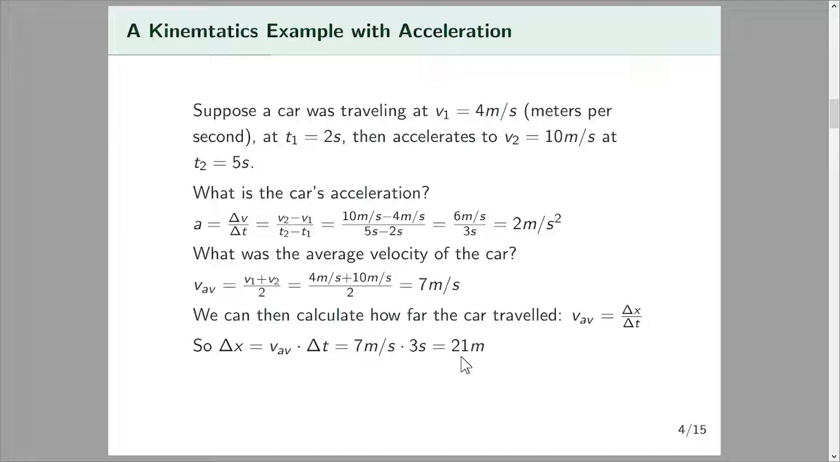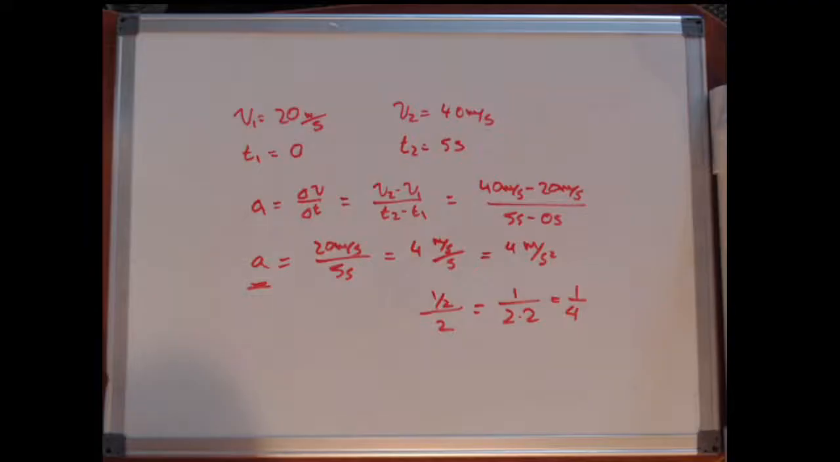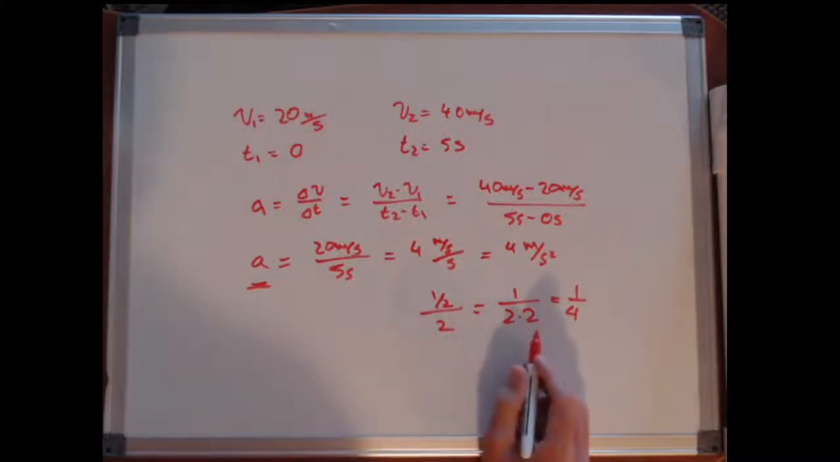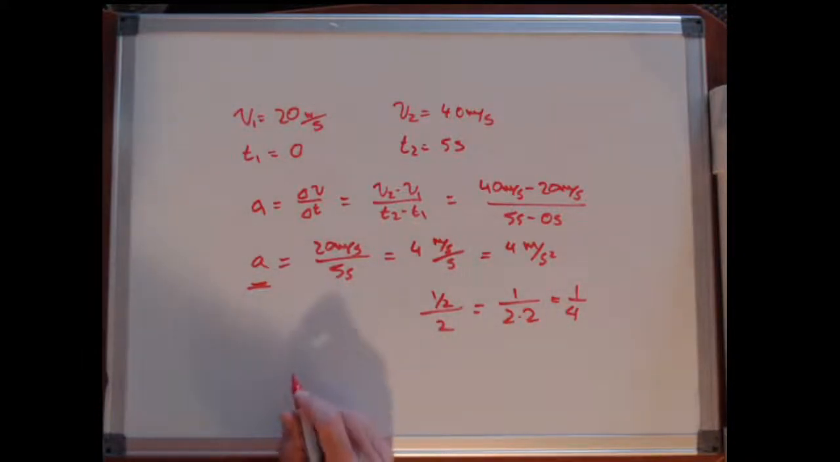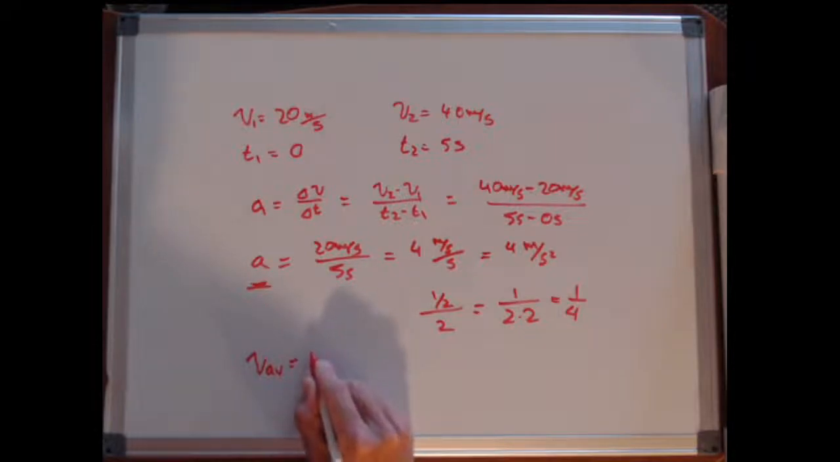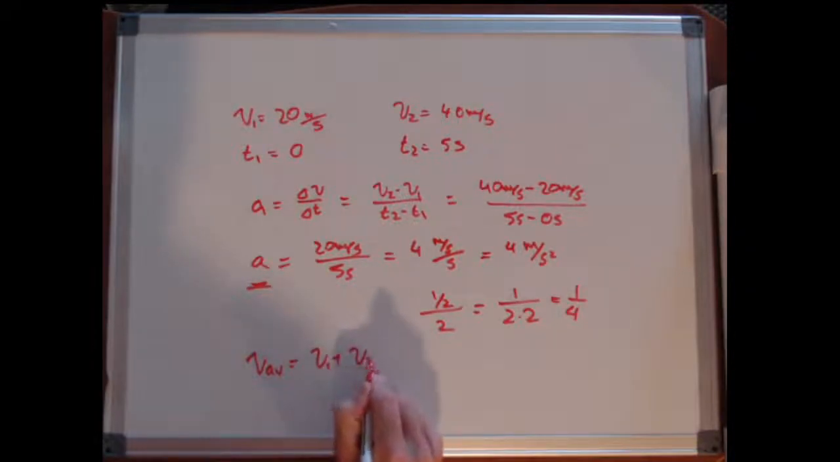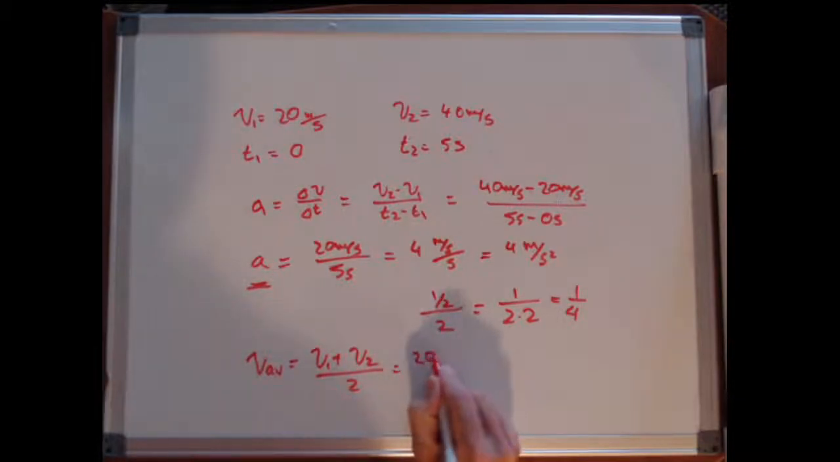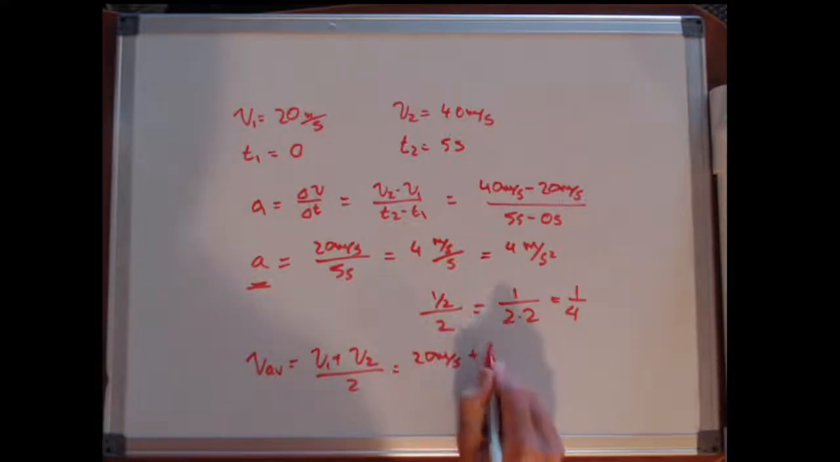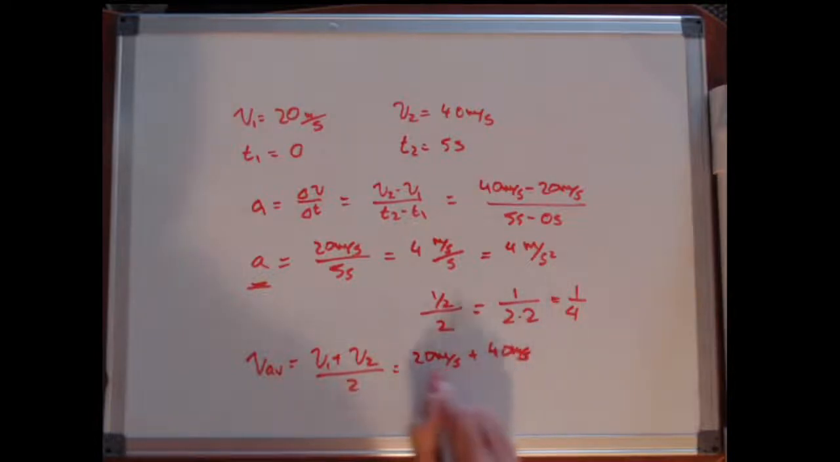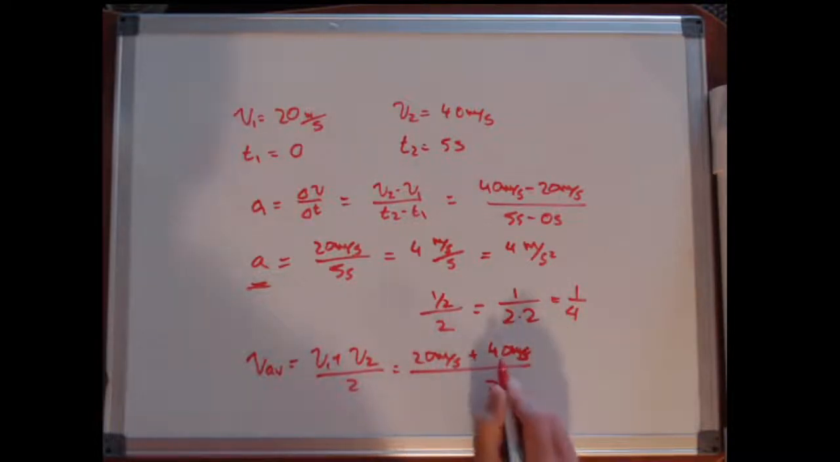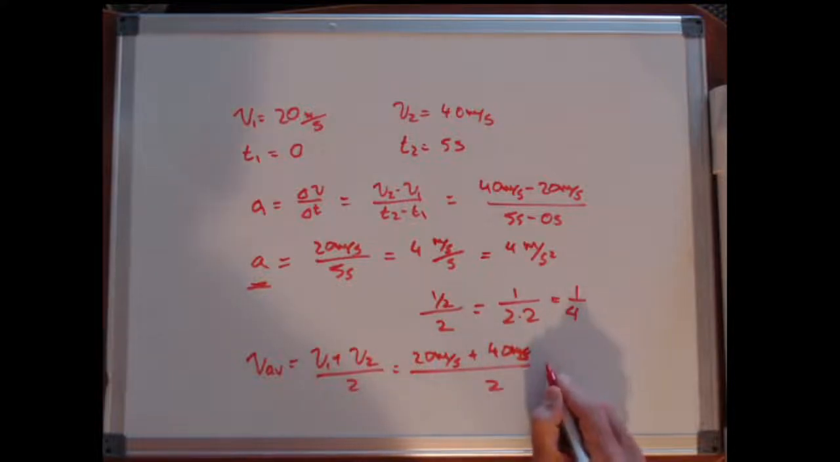Let me go back and do the one we had on the board here. So once again, in this version, I'm going to do the exact same thing I did a second ago. I can say, look, V average, the average velocity for this car, is V1 plus V2 divided by 2. Right? And so that's 20 meters per second plus 40 meters per second divided by 2. 20 plus 40 is 60, divided by 2 is 30.